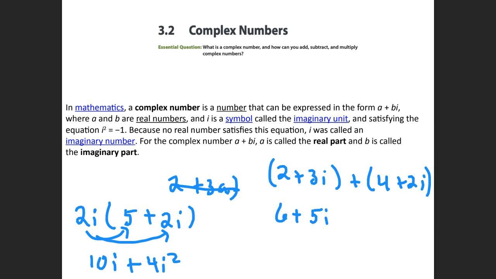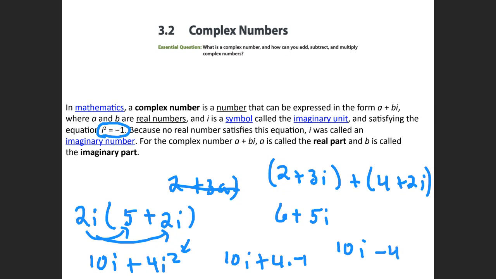You cannot have any i that is more than the first power. Well, I have a second power here. It's i squared. Well, remember, we said that i squared is equal to -1. So in place of i squared, I put -1 here. So my answer would be 10i plus 4 times -1. So really, it would be 10i minus 4.